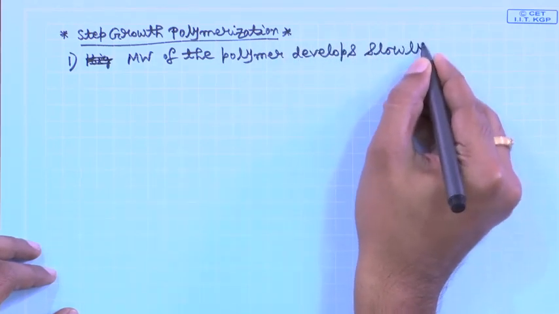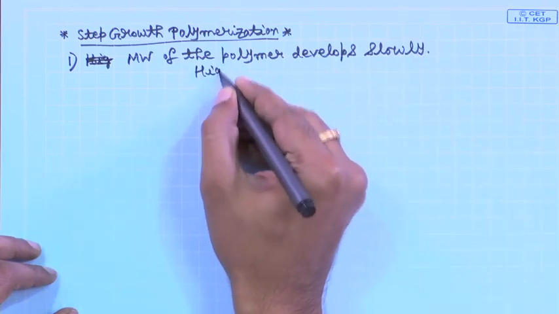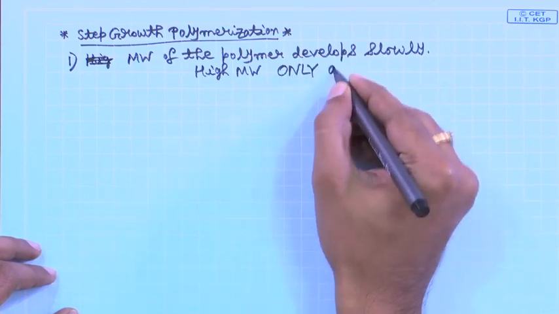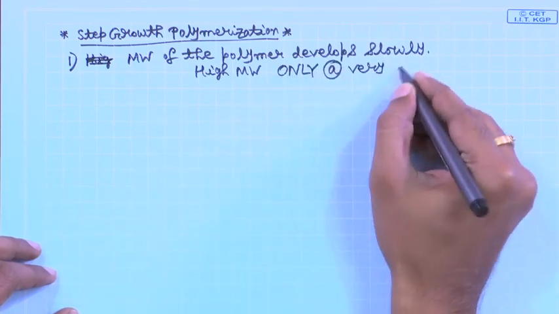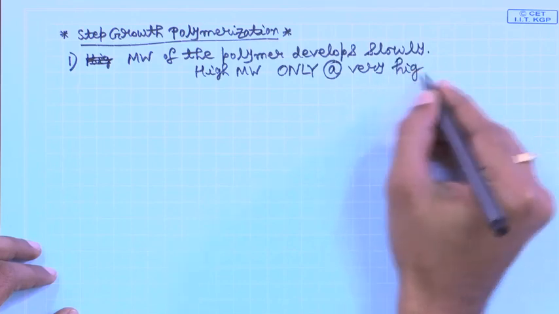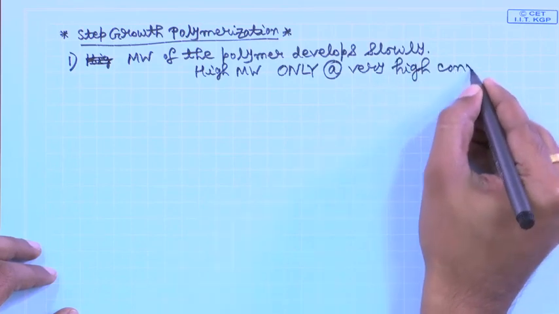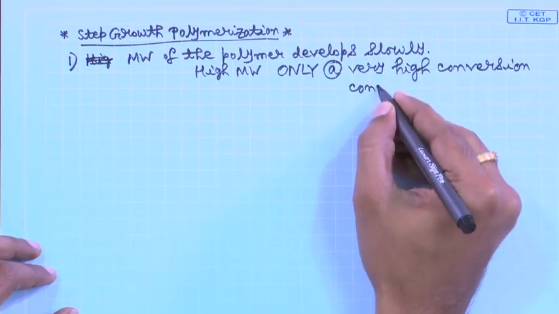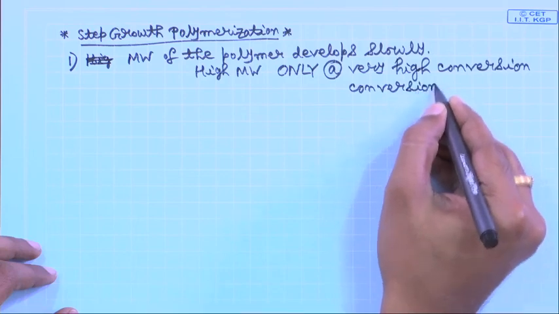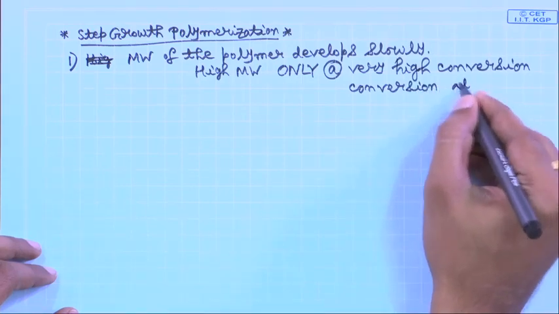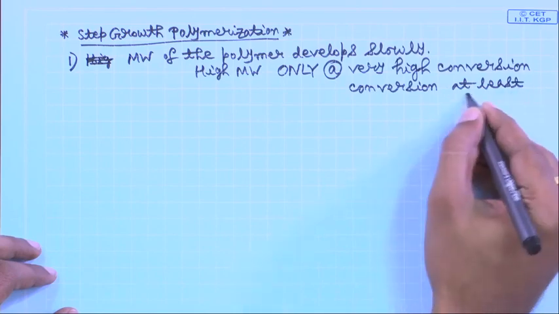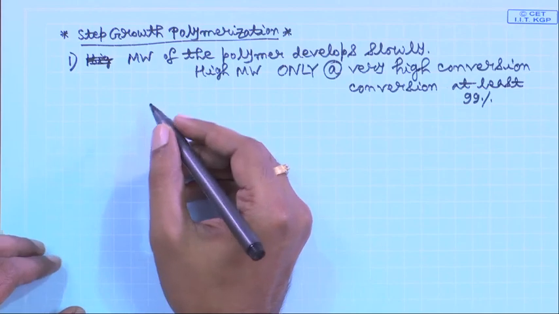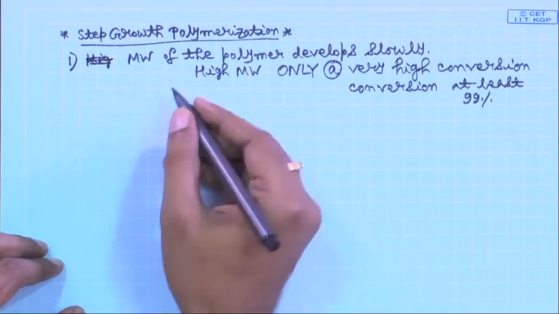and you get high molecular weight only towards the end of the reaction, only at very high conversion. Typically you have to go beyond 99%, at least 99%, and we also introduced this idea of degree of polymerization.